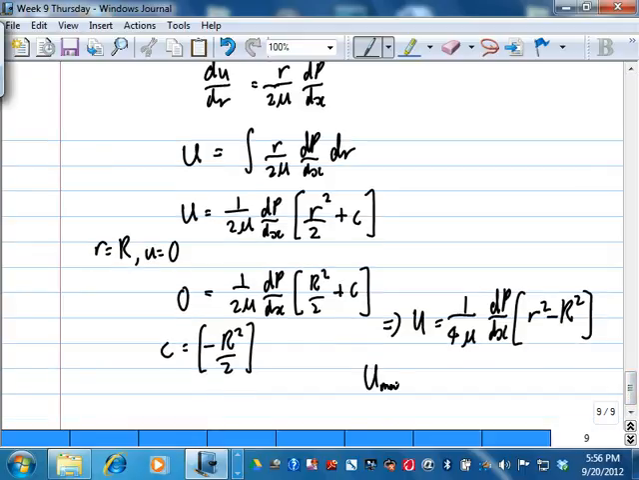U max is when r equals 0, equal to what? Minus r squared over 4 mu dp on dx. Okay, that's the velocity profile.